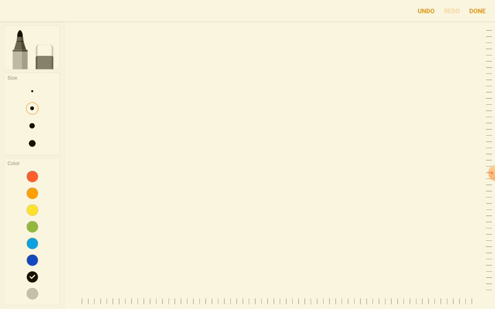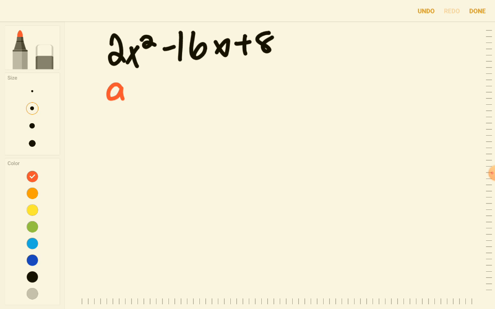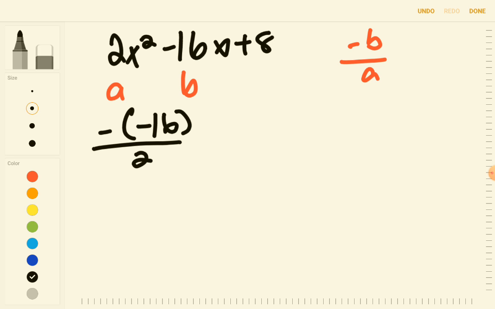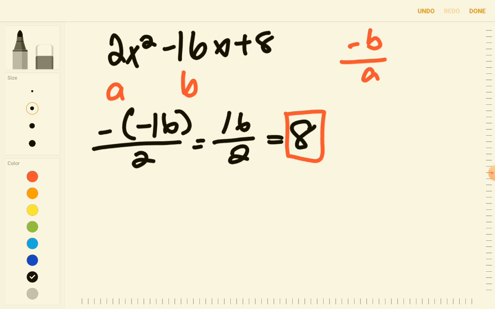And for our last problem, I have 2x squared minus 16x plus 8. And then we will label it out a and b. And we would get negative b over a as our formula, and then we would just plug in the value negative times negative 16 over 2. That's just 16 over 2, and then that would be equal to 8. Now, to factor this, we would need to use the quadratic formula, because normal factoring does not work. But if you use the formula and you add your numbers together, you should end up with 8.